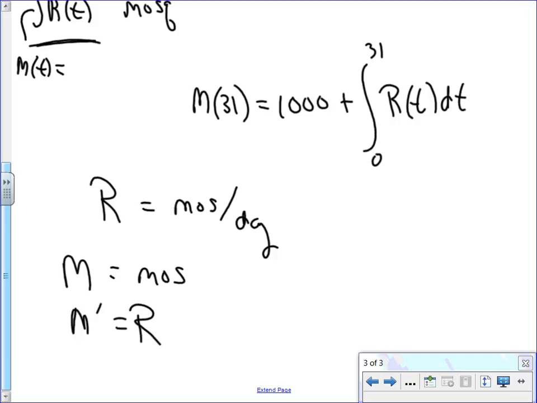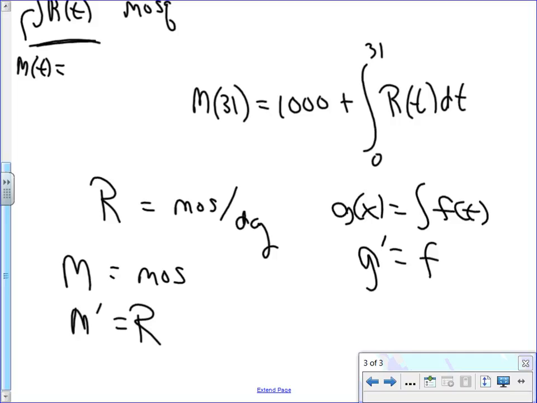It kind of goes back to that graphing where they gave you that funky G of X equals the integral of F of T thing, and you have to say, oh, G prime is F. That's what's going on here, only with words instead of the symbol. So you had to recognize that R is the derivative of how many mosquitoes. That's the trick to it, and that's the place where people mess up the most often.